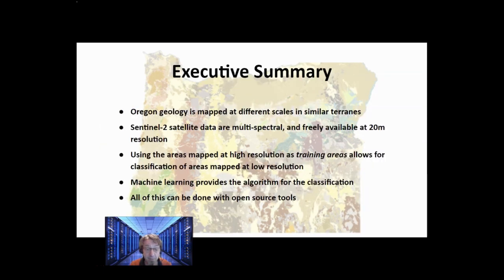So the executive summary is that Oregon's geology is mapped at different scales in similar terrains. There's Sentinel-2 satellite data that are multispectral and freely available at 20-meter resolution. Using the areas that are mapped at higher resolution as training areas allows for the classification of areas that are mapped at lower resolution. Machine learning provides the algorithm for the classification, and all of this can be done with open source tools.